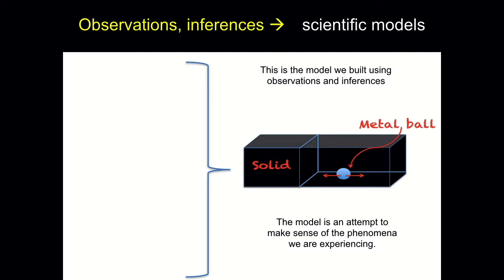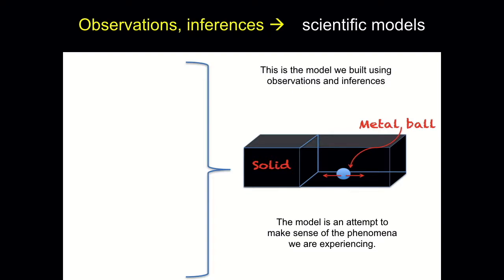So we can put these observations and inferences together to build a scientific model. And what we're showing here is the model that we've built using our observations and inferences. So we can see in the black box, our model includes the idea that the left side contains something solid, like maybe a piece of cardboard, and on the right side there's a ball that has space and it's basically moving around.